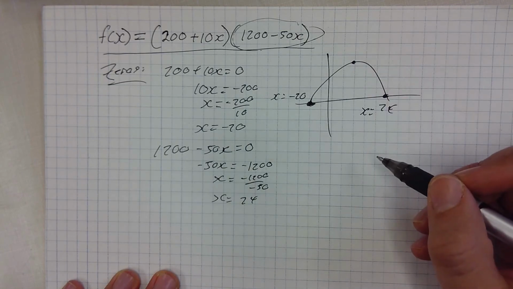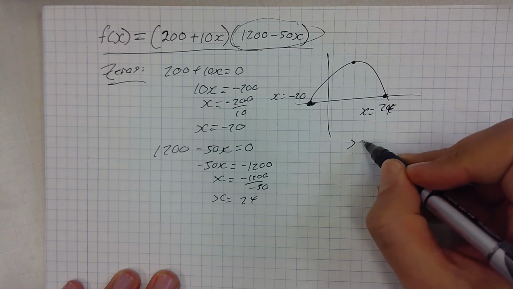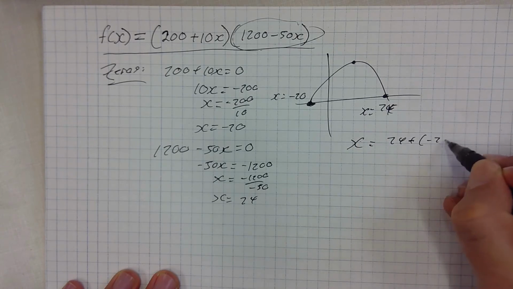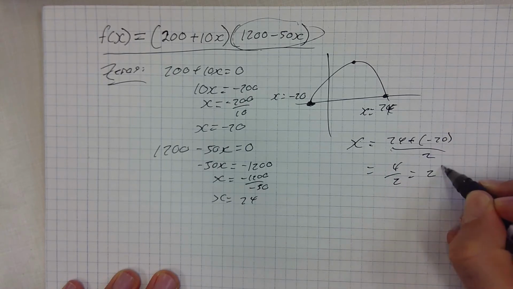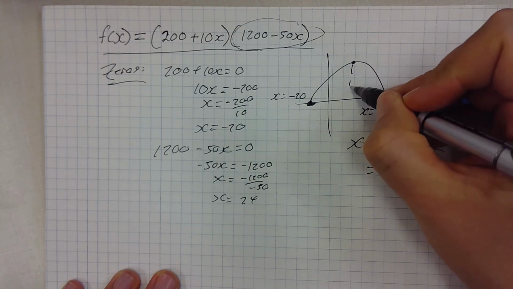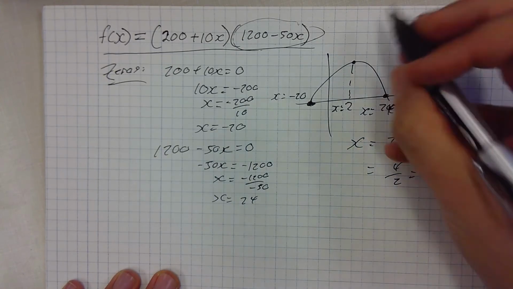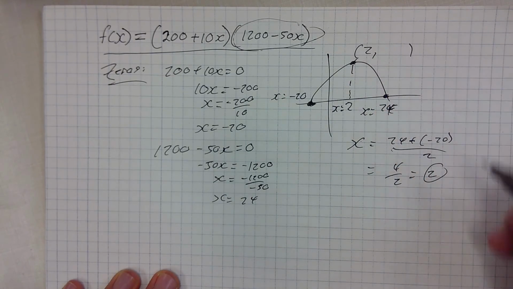This means my axis of symmetry is going to be right in the middle. So x must be equal to 24 plus negative 20, all over 2. That's going to give me 4 over 2, which gives me 2 as my answer here. So this value over here has to be x is equal to 2. The only thing that's left is I need to find the value here. So I know it's going to be 2 comma something.